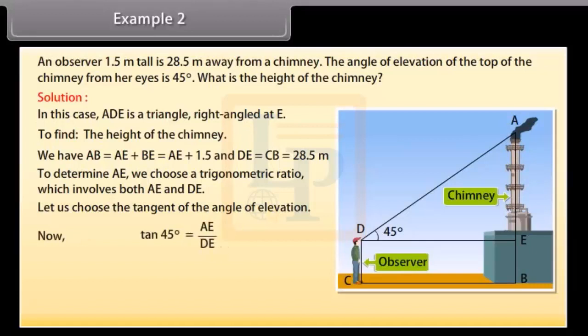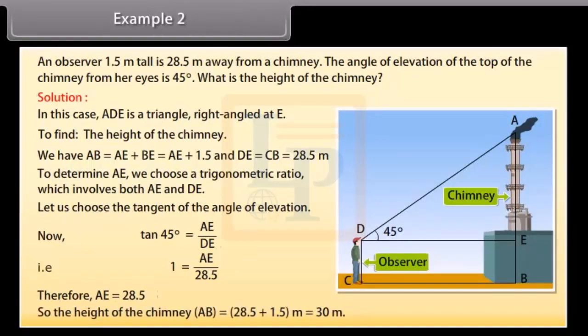Now tan 45 degrees equals to AE upon DE, that is, 1 is equal to AE upon 28.5. Therefore, AE is equal to 28.5. So the height of the chimney AB is equal to 28.5 plus 1.5 meter, which equals 30 meter.